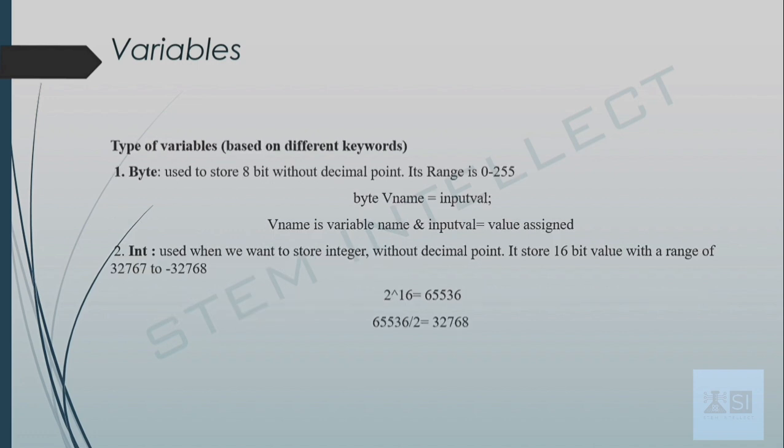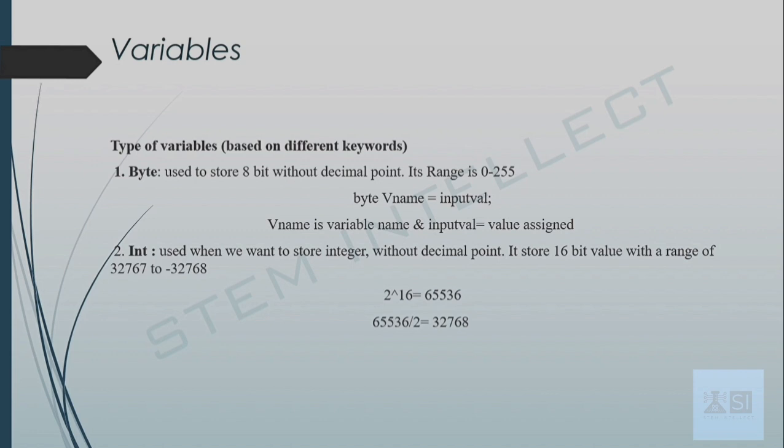The types are based on different keywords. The first one is byte. Byte is used to store 8 bits without decimal points. The range of this is 0 to 255. The syntax is byte vname = input value. Here vname is the variable name, and input value is the value assigned to the variable. The second one is integer, which we write as int. It is used when we want to store some integer.